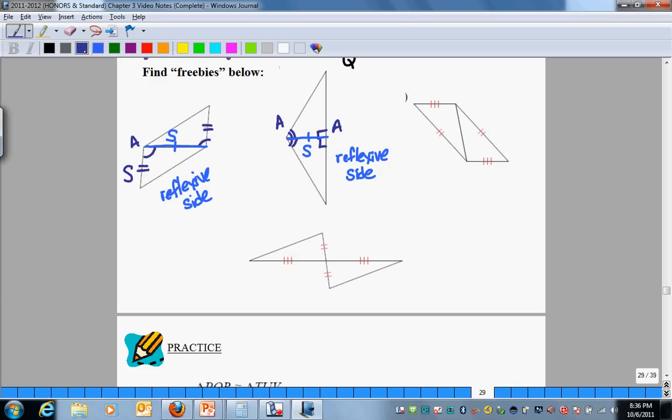Let's do another one. We are given these two. Trace over the hatch marks. Put an S for side. Trace over the hatch marks, put S for side. You can see there's a reflexive side there. Hatch mark, put an S for side. We have a reflexive side again.